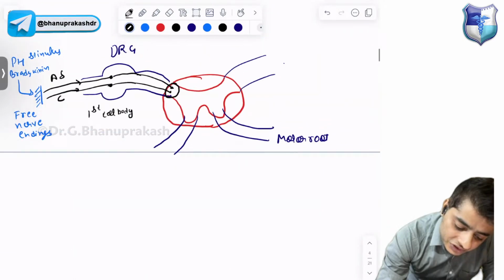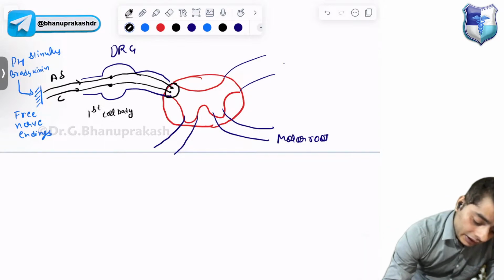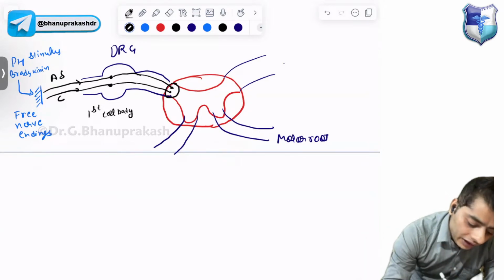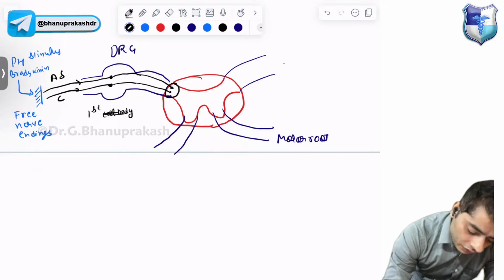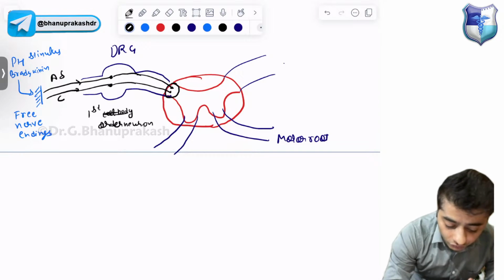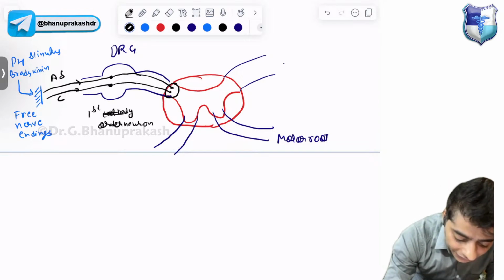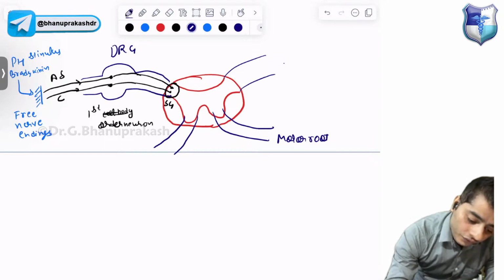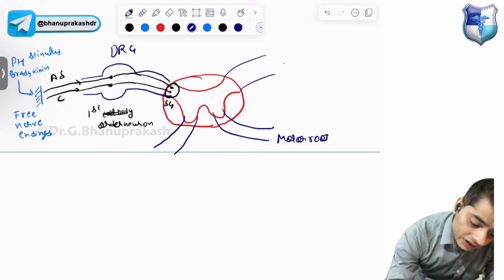So, from free nerve endings, they end in the dorsal root ganglion, from where the first order neuron will arise. Which order? First order neuron will arise. This first order neuron will go further and terminate in the spinal cord in the area known as the substantia gelatinosa. From there, the second order neuron will arise.